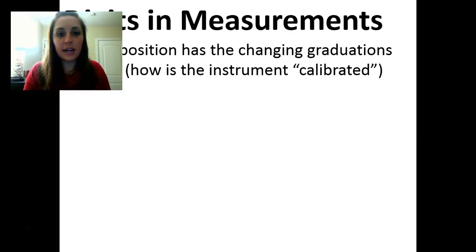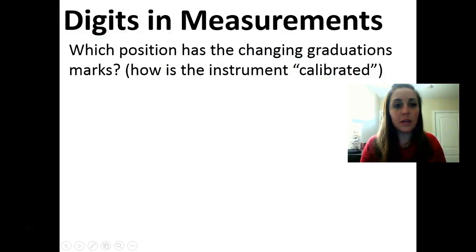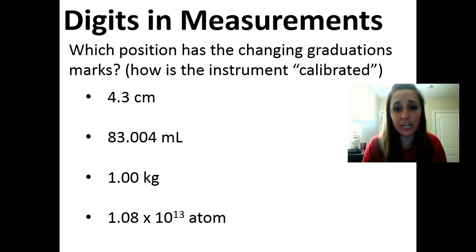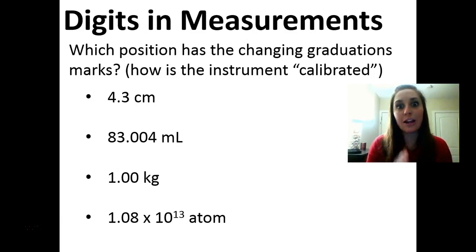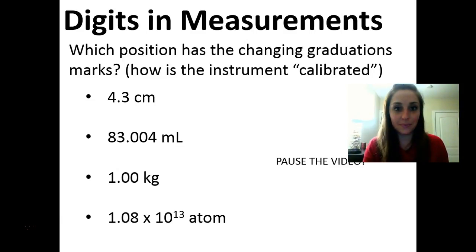So in the following, you're going to tell me which one of the digits was the last graduation mark, or how the graduations are changing. So in each of these, first figure out where the estimated digit is. And remember, the digit right before that, that's where your calibrations are changing, or your graduation marks. You're going to see them. Okay, so freeze the video, and when we come back, we'll go over the answers.